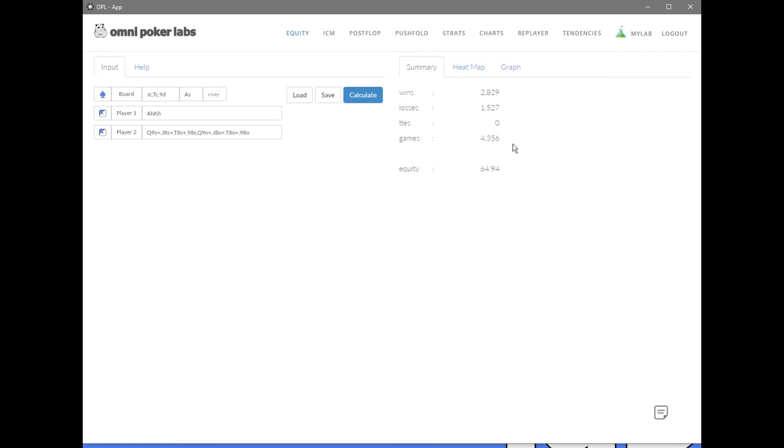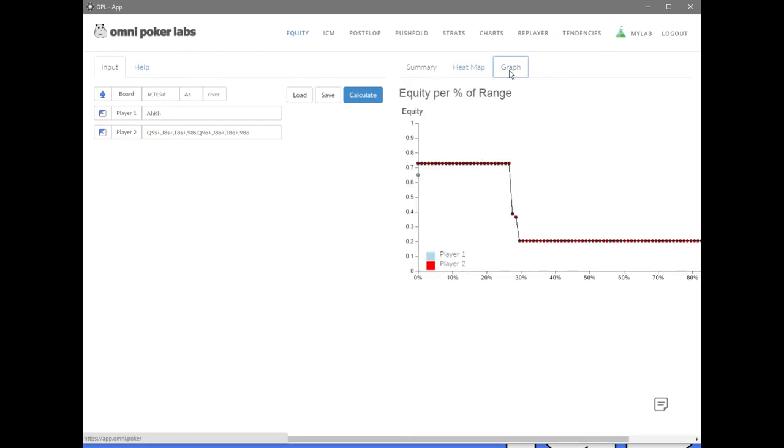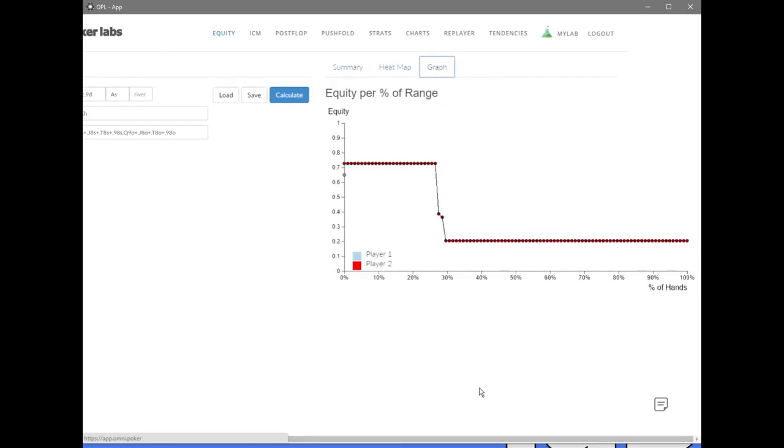Now we can get some additional information from the equity distribution graph. So if we click on the graph here, we see how equity is distributed in villain's range. So villain essentially has two kinds of hands, either hands that have us totally crushed with over 70% equity, or hands that have only about 20% equity. And then just a few hands in the middle here that have about 40%. So here, for example, we might want to rely on timing or live tells to determine whether we call, because we're either way ahead or way behind.